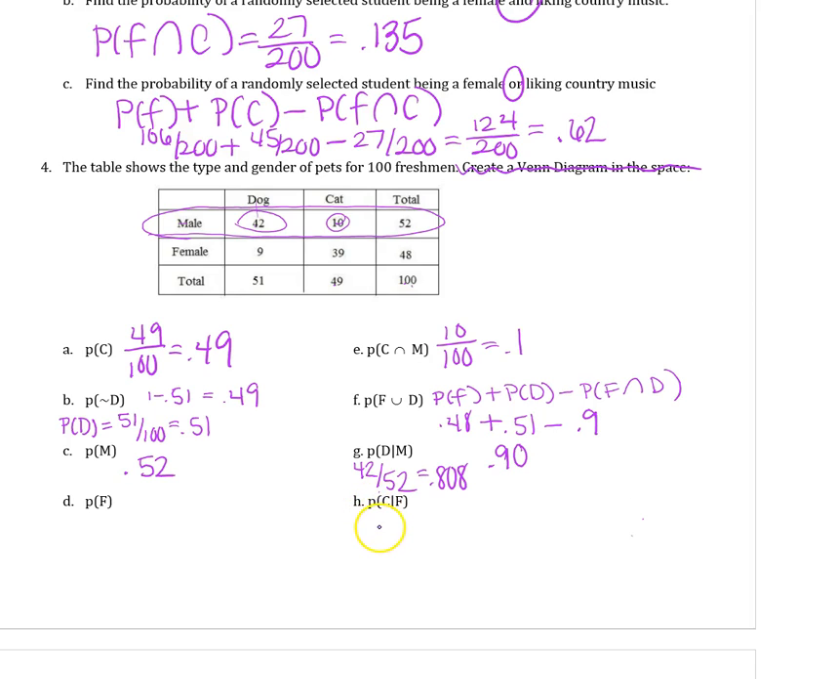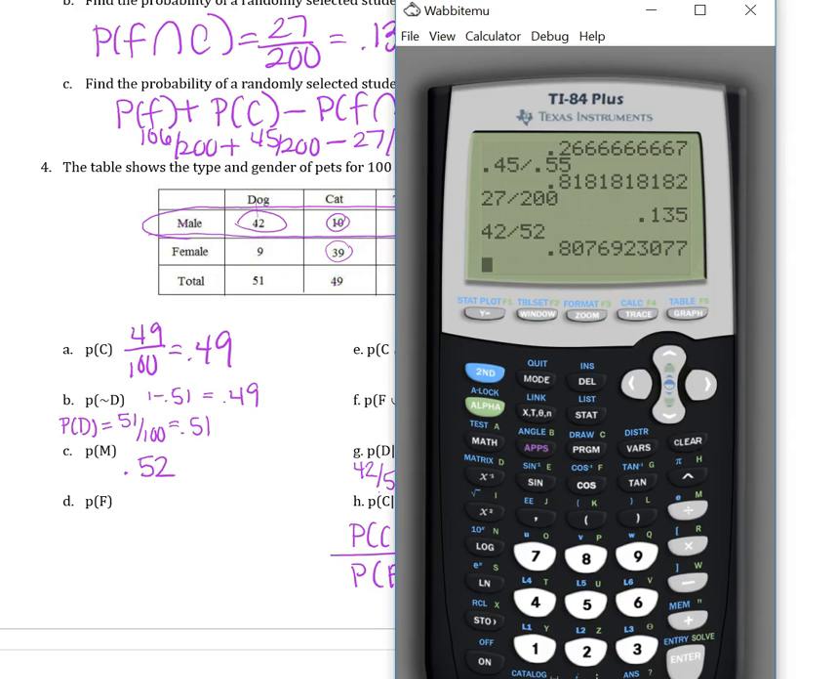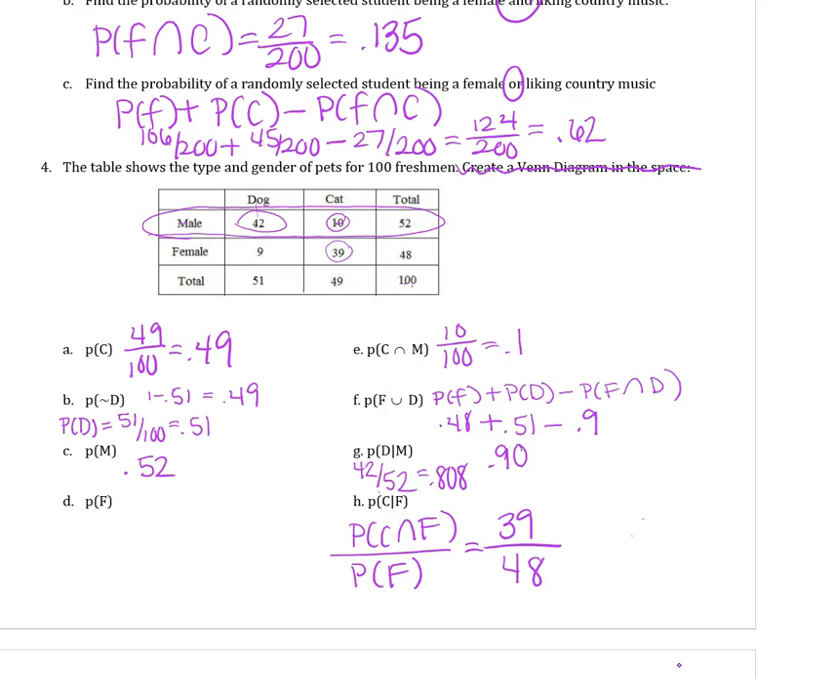Okay, so let's actually try that for the one right below it. Probability of cat given female. It's the probability of both divided by the probability of whatever's given. So cat and female, that's 39, divided by the probability of female, which is 48. 39 divided by 48 is 0.8125. And then lastly, the probability of just female looks like it's 0.48.